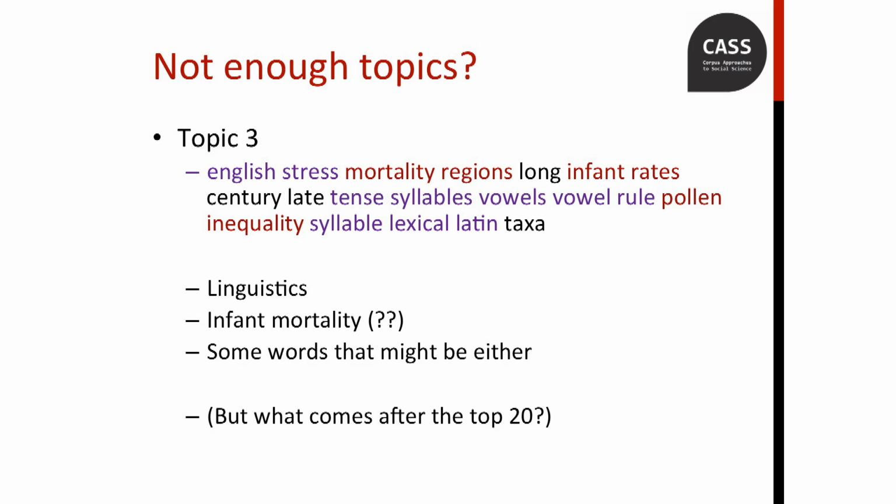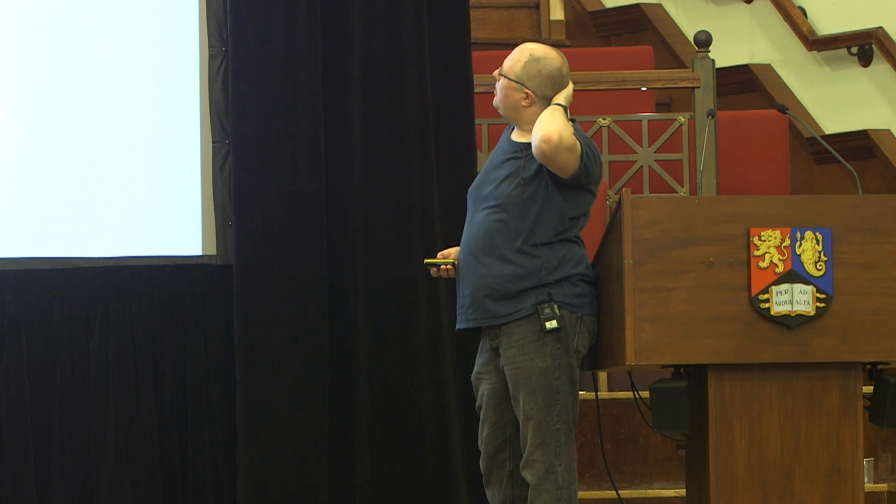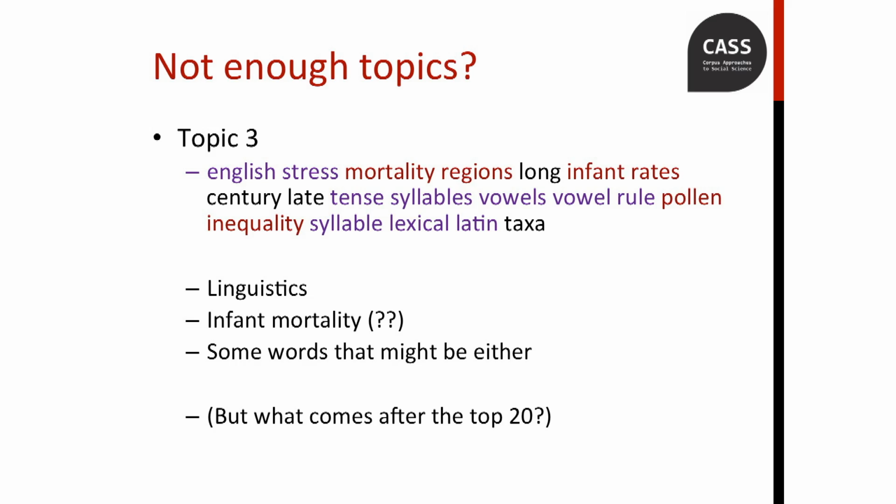Now, often people who do topic modeling say, well, if it goes wrong, you should have used more topics, or you should have used less topics. So I considered maybe I didn't use enough topics. So for example, topic 3 has got some English and phonology in there, but it's also got infant mortality in there, and words like long, which I suppose could be either. You could call it a long period of infant mortality or a long vowel, so I'm not quite sure what's going on there. So maybe if I'd had more topics, those two things would have been split apart.